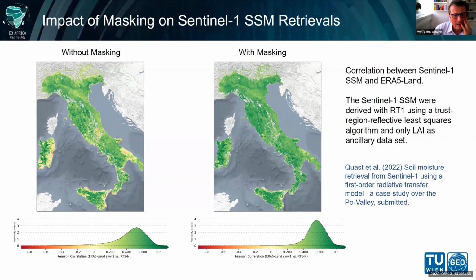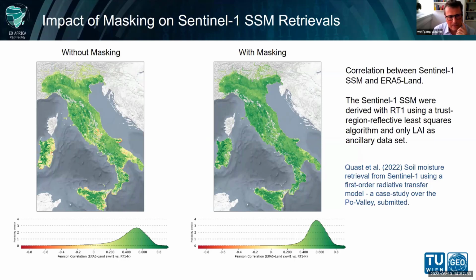Now here's results from the application of the RT1 model to retrieve soil moisture of Italy. Again, I see the correlation with an external soil moisture data set. Green colors mean the correlation is very good, yellowish color means there's no correlation, and reddish colors mean there's a negative correlation. And here in Italy, we see in some areas these reddish colors indicate there's subsurface scattering.